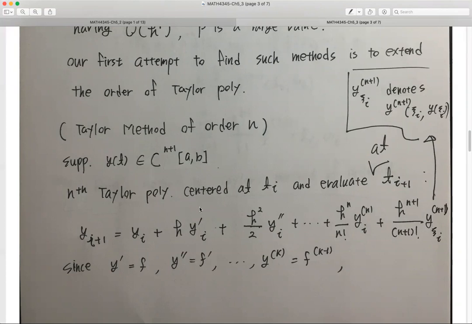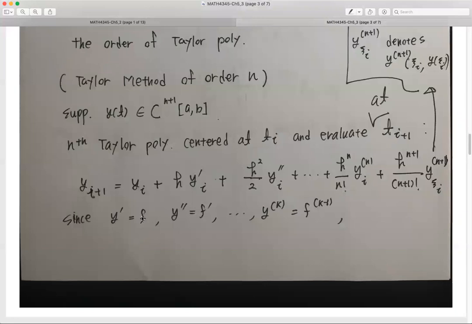So in Euler's method, we just construct the Taylor polynomial of degree 1, right? But now here we construct the Taylor polynomial of order n, the nth Taylor polynomial centered at t_i and evaluated at t = t_{i+1}. We're going to get this, right? So now, since y prime is f, the second derivative of y is going to be f prime, and the kth derivative of y is going to be the (k-1)th derivative of f, right?